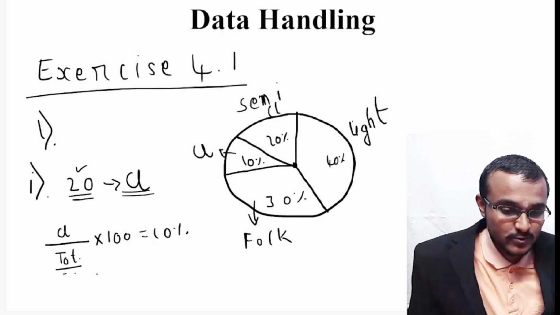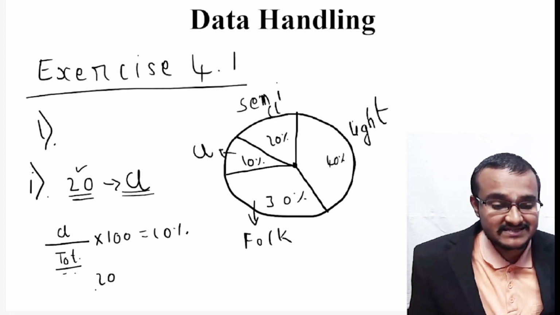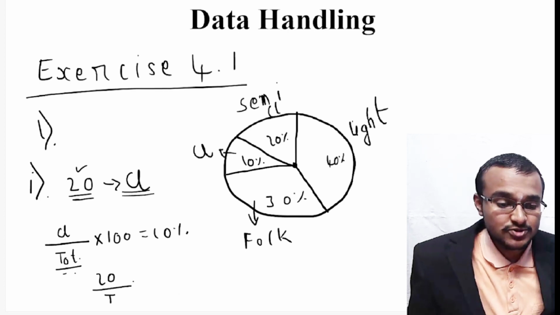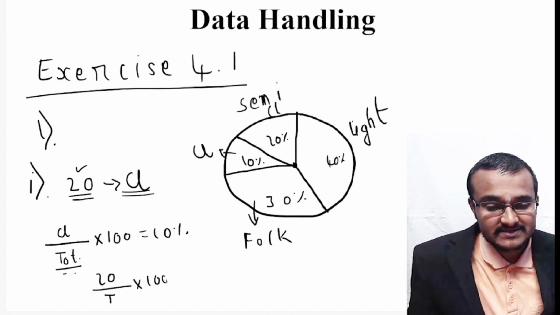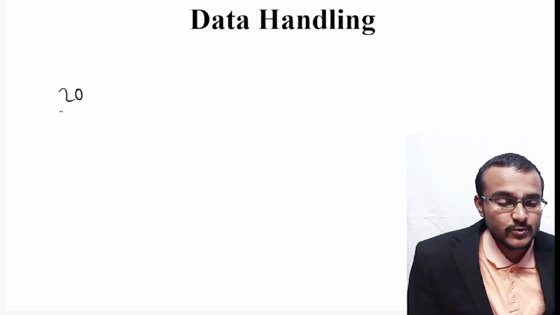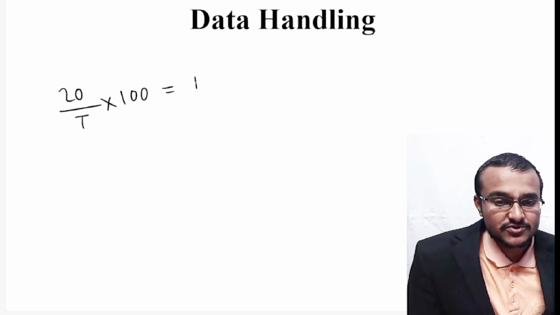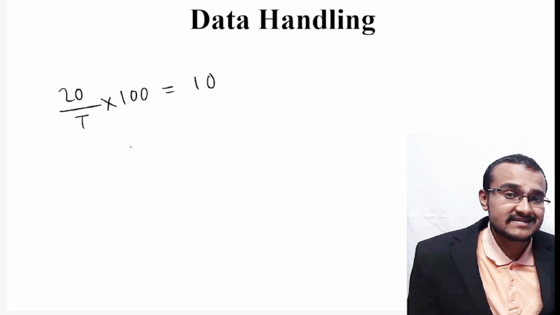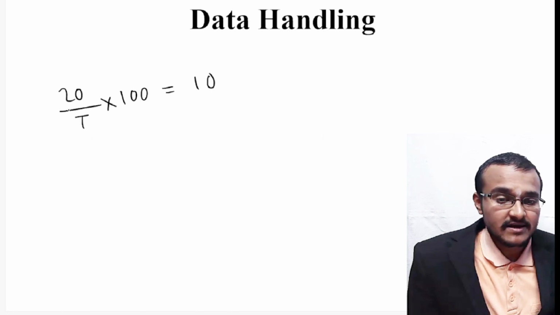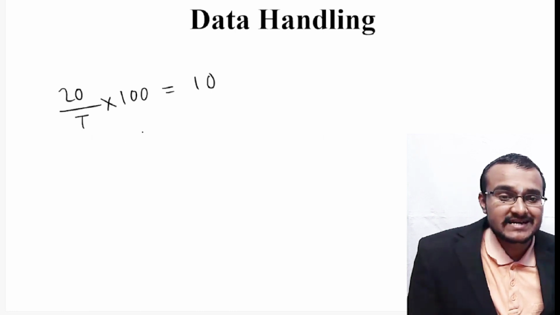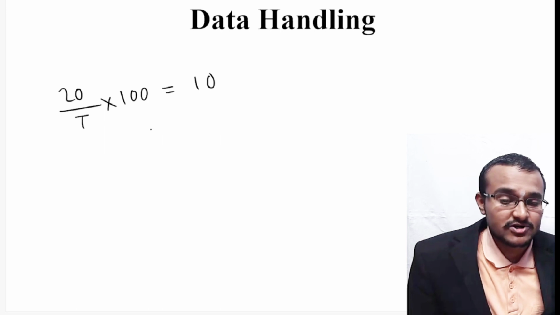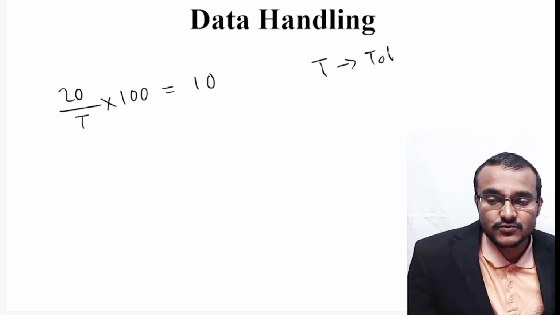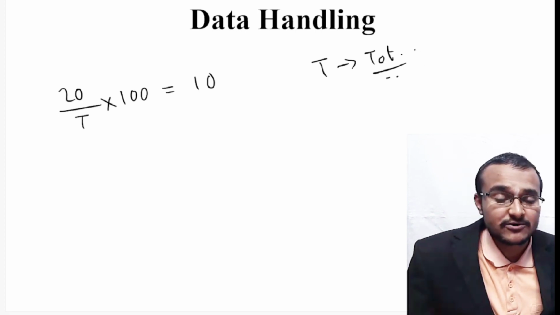So here 20 people like classical music. We don't know the total number of people, so that we have to find. So 20 divided by t into 100 is equal to 10. Now you can easily calculate this by shifting this t to the right-hand side. Divided by t becomes into t. This t is the total number of people involved in this survey, which we have to find.